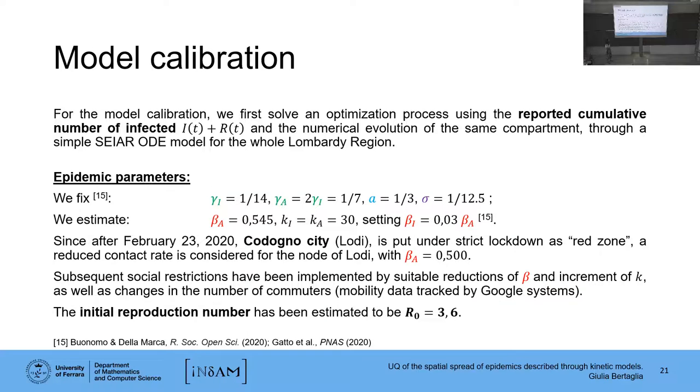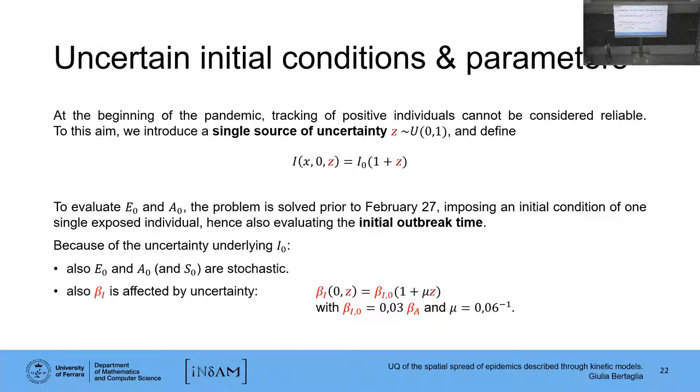So, more interestingly, we considered a source of uncertainty, in a very simple setting actually, introducing a random parameter Z with a uniform distribution, which affects the initial condition of the severely infected people in this case, with I naught, the lower bound of this uncertainty, represented by the number of effectively detected cases, which are nevertheless considered to be undercounted.